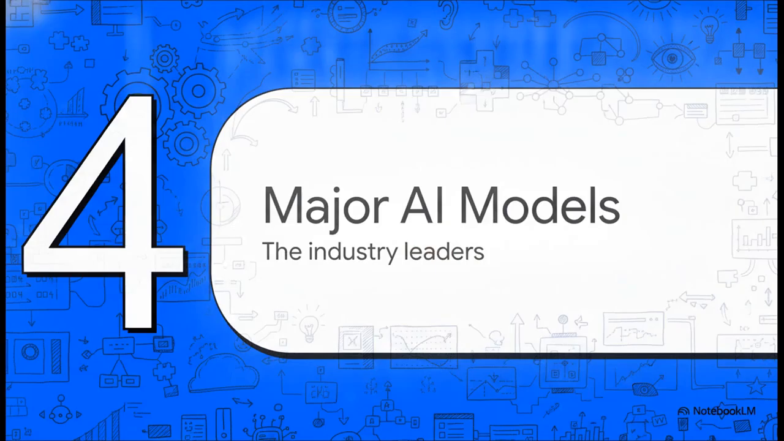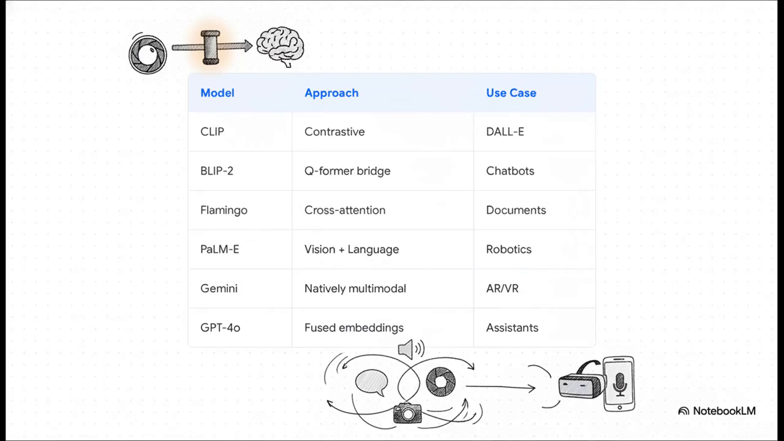Moving on to part 4, meet the major AI models. Now, different tech giants are actually solving this puzzle in totally different ways. Take a model like Blip2. It uses a clever bridge approach, taking a vision model and using a small bridge to connect it to an already existing frozen language model. It's kind of like bolting a camera onto a brain.